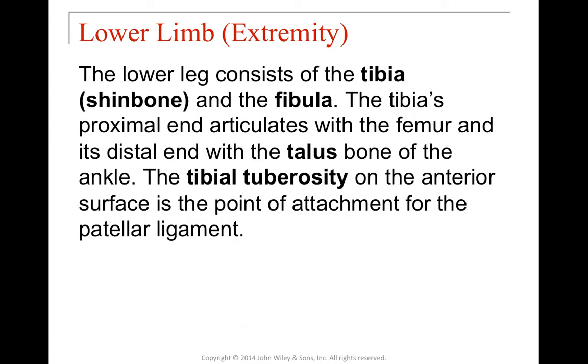As we're following down, the leg bones, there's two of them. The tibia is the shin bone, which runs in the front, and the fibula runs along the outside of that. The tibia's proximal end interacts directly with the femur, so it articulates with the femur, and the distal end articulates with the talus bone, which is found in the ankle. And the tibial tuberosity is a region on the anterior surface that is the point of attachment for the patellar ligament, or the ligament that attaches the kneecap.